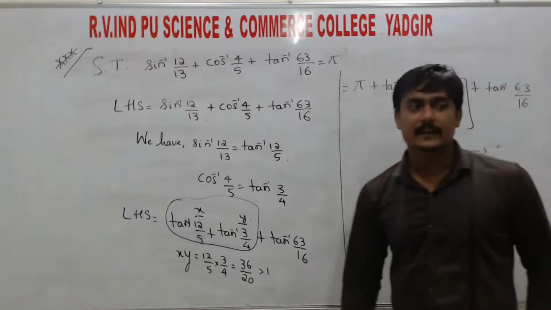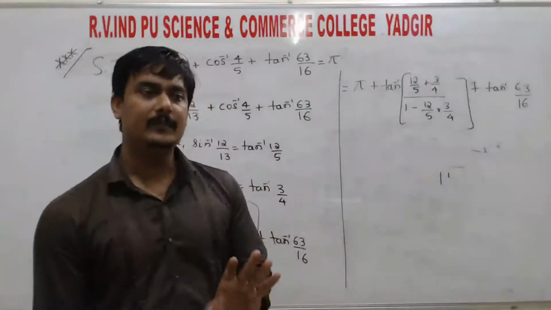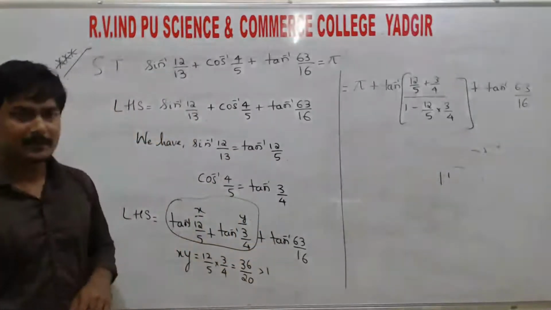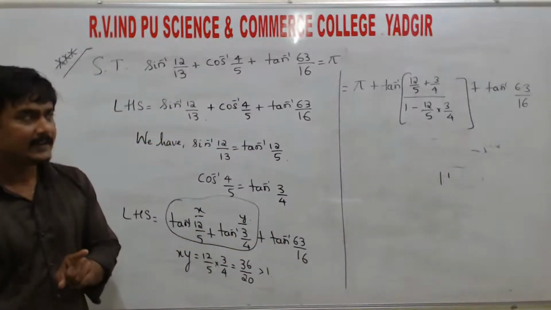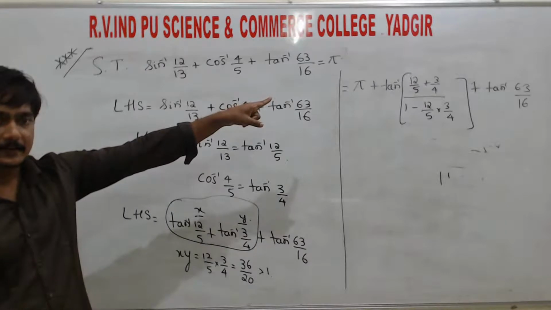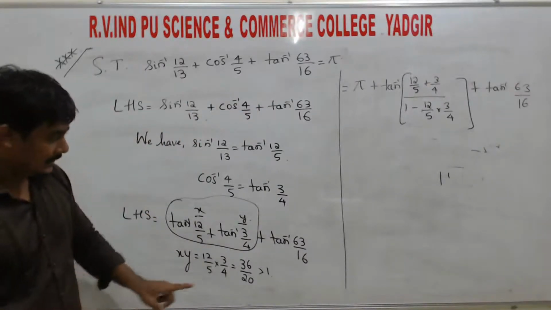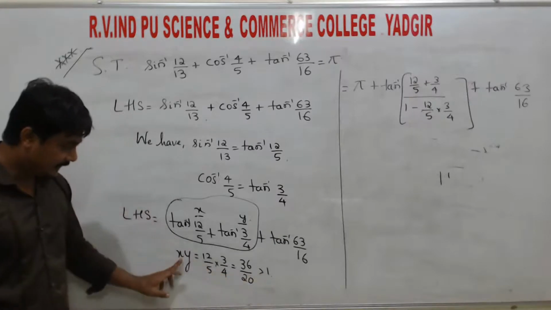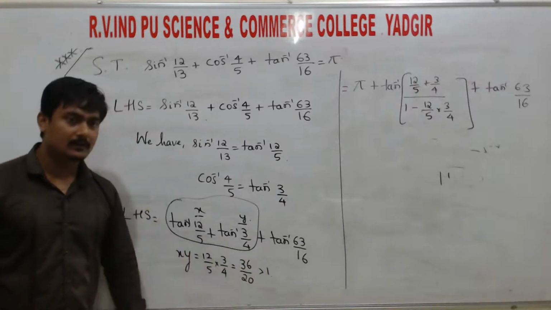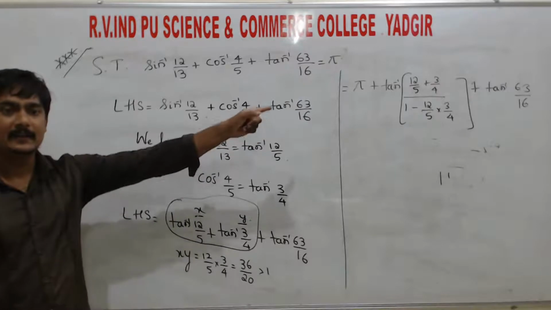For the first and second term we will apply the tan inverse x plus tan inverse y formula. The third term is kept as it is. I hope now you are very clear why pi is added here. Later don't think about where pi has come from. You need to note this point. If x into y is greater than 1, we add pi to the formula and write it.